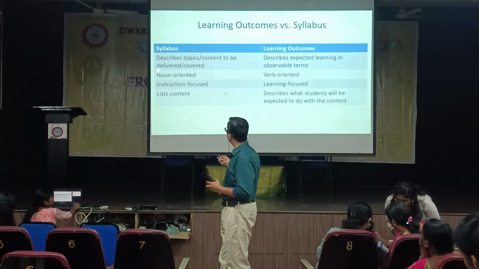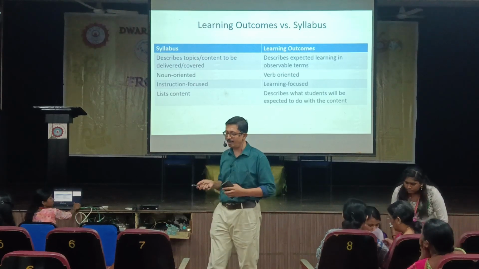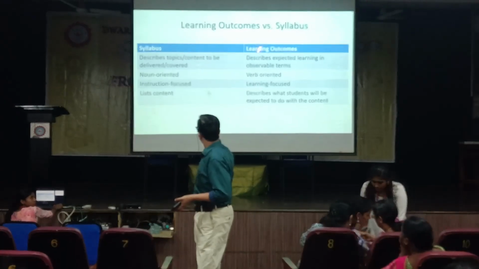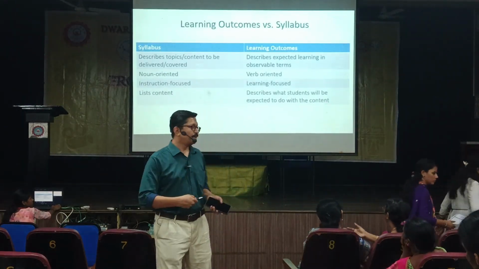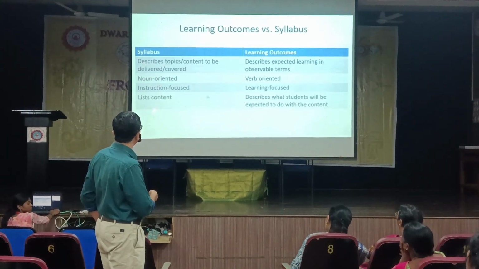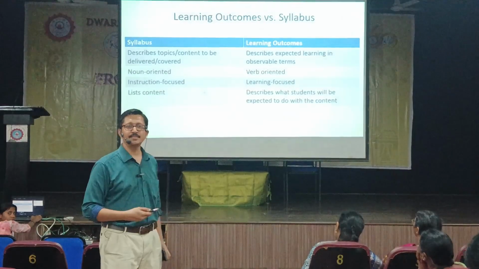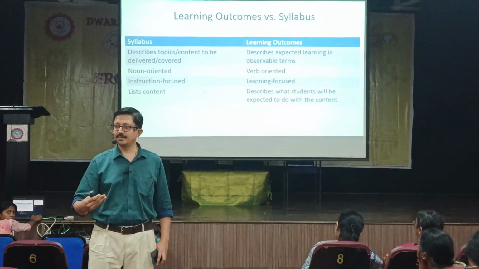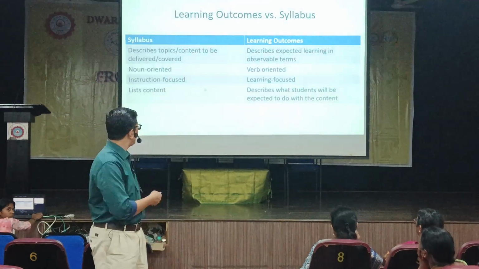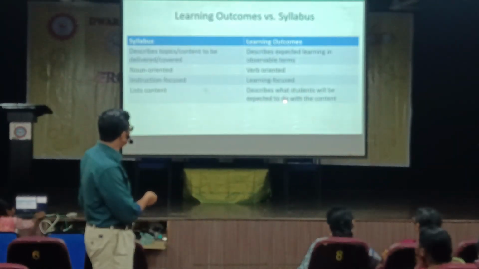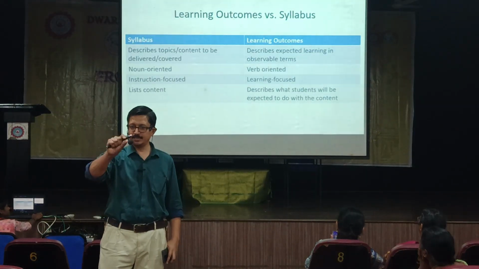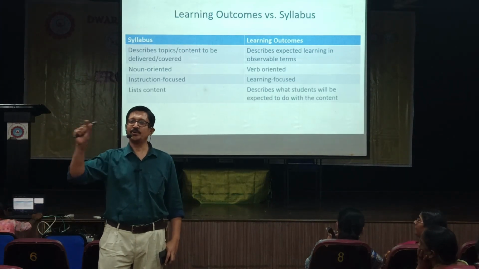We are now in this stage where all subjects are taught by syllabus. Now we are moving to outcome-based teaching. To me, syllabus is basically a list of topics. Syllabus is nothing but a list of topics. You are not telling the students what to do with the topics. Whereas outcomes tell students what they will be expected to do with the content. So syllabus is force. Outcome is what you do with the force.